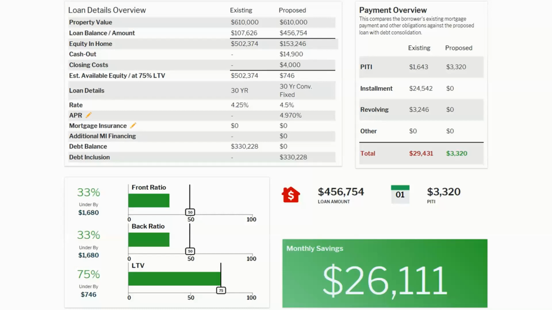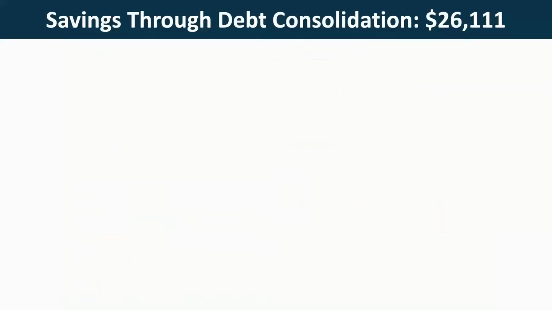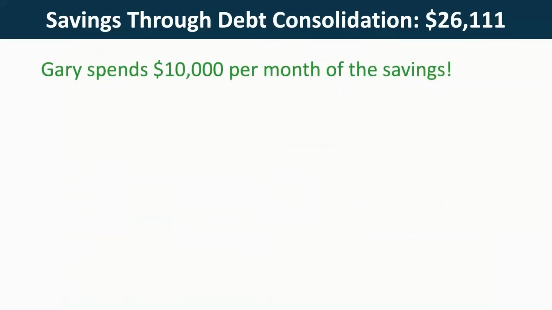Now, Gary had been in a position where he was so upset with this debt, and it was such a weight on his head. I said, Gary, here's the plan. Here's what you're going to do. We're going to save you $26,000 every month. But what I want you to do is this. I want you to take $10,000 a month. I just want you to blow it. I want you to go out and have a good time.